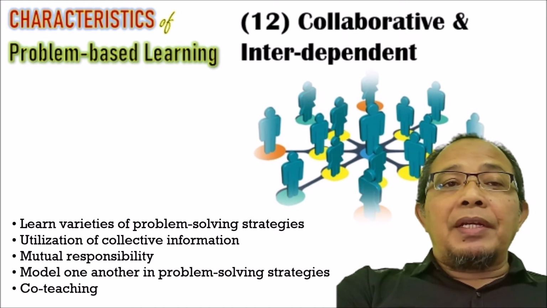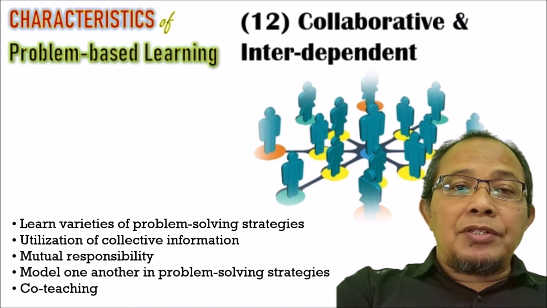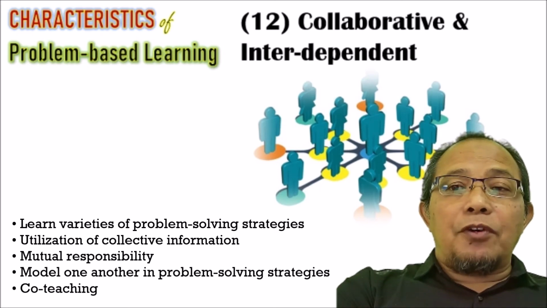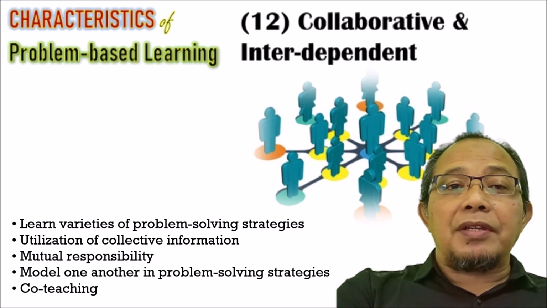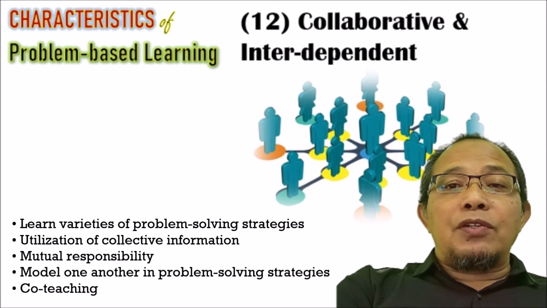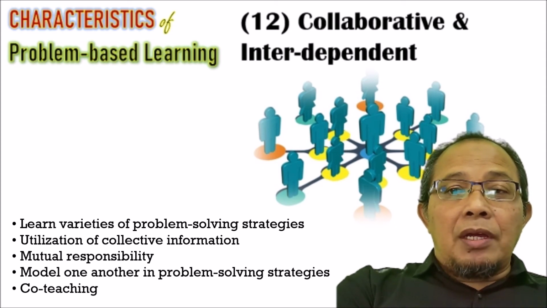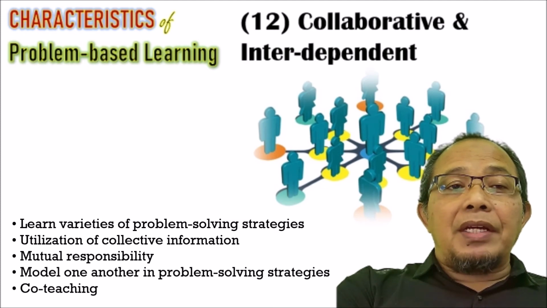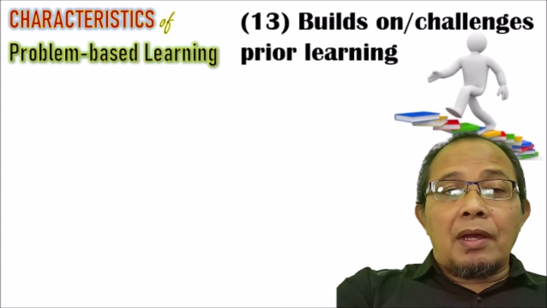Collaborative and interdependent. By collaborating, students see other kinds of problem-solving strategies being used. They discuss the case using their collective information and they need to take responsibility for their own learning as well as their classmates'. Students also can model one another in a variety of problem-solving strategies. This is a form of interdependent learning and co-teaching.